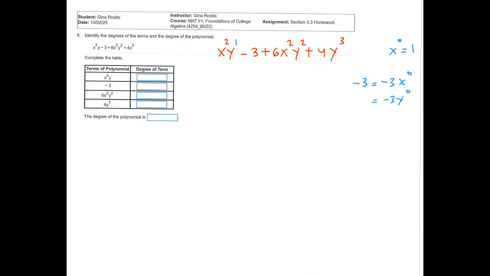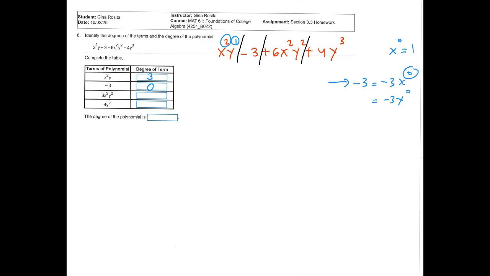So now look again at the exponents, the degree of the term. This term, this term, this term. Okay. Now look at the degree. 2 plus 1. So x squared y, the degree is 3. Now negative 3, look at this one. The degree is always 0.